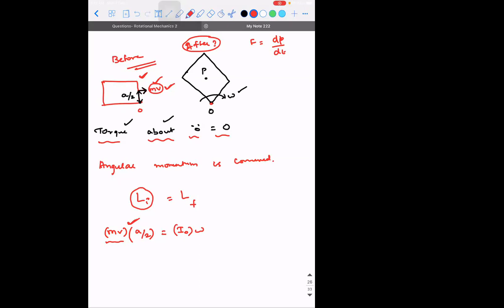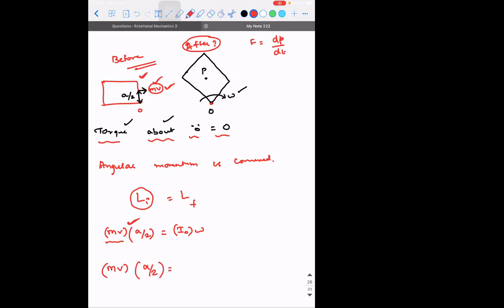Is there anyone having a doubt with the equation that I framed? Yes, sir. Clear? Okay. So MV into A by 2 is equal to, what is the value of I naught, guys?